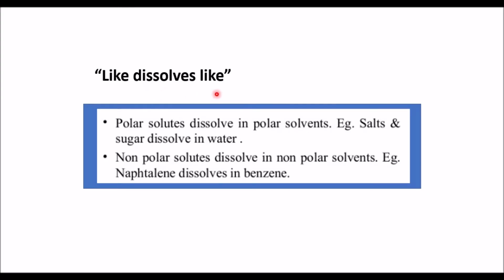Like dissolves like is a way of determining which substances can be dissolved in which solvents. Water is the most common polar solvent. It will dissolve acids, ionic salts, alcohols, ammonia, and sugars. Polar solutes dissolve in polar solvents. Example, salts and sugar dissolve in water.